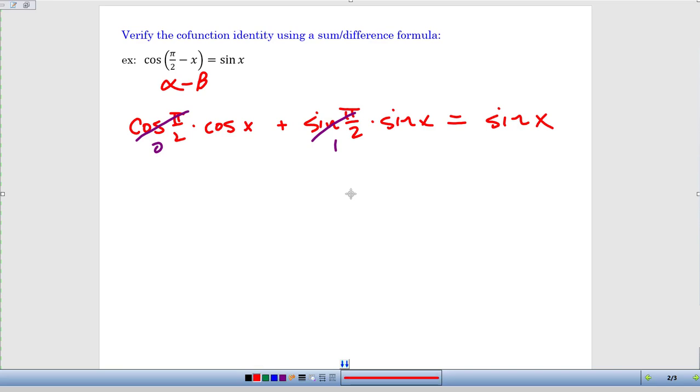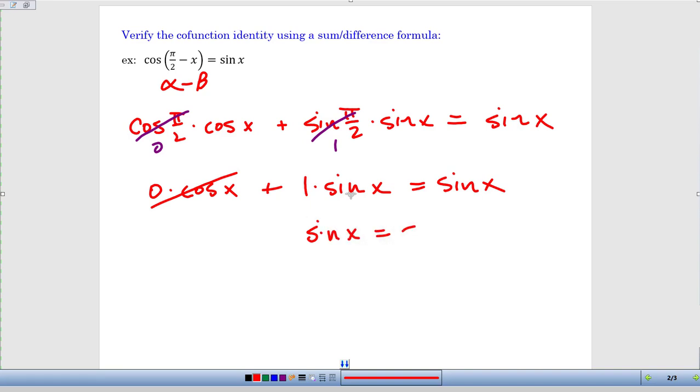So what we have here then is 0 times cosine of x plus 1 times the sine of x equals the sine of x. And so then finally we can see 0 times the cosine of x, that just disappears. 1 times the sine of x equals sine of x. So we've got sine of x equals the sine of x. And so we have indeed verified this cofunction identity. So we can give ourselves a little check. Boom.